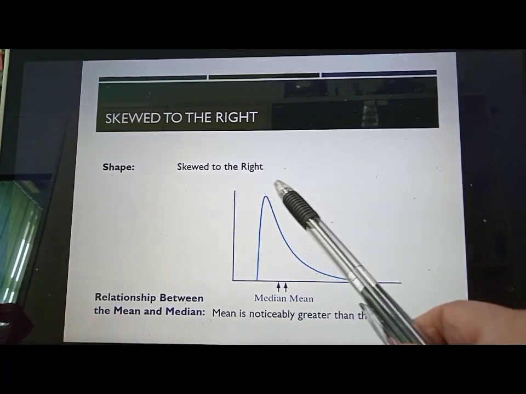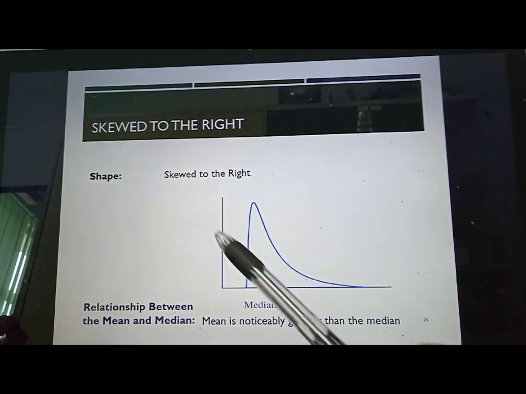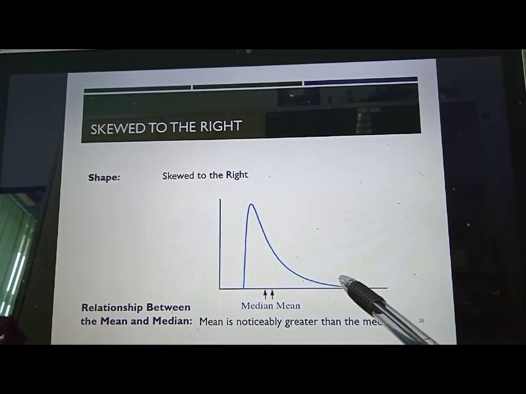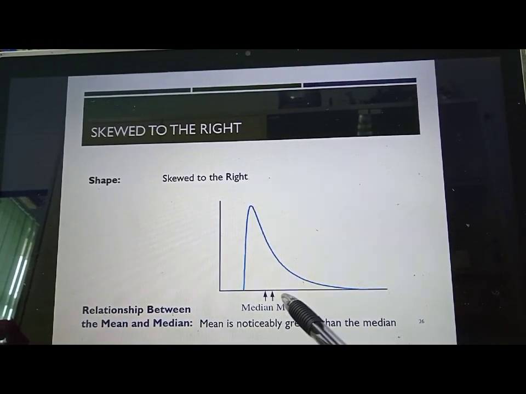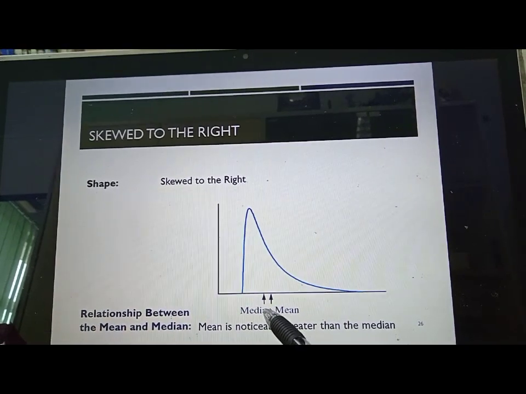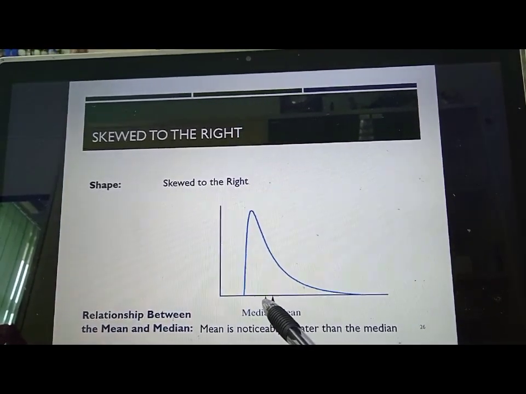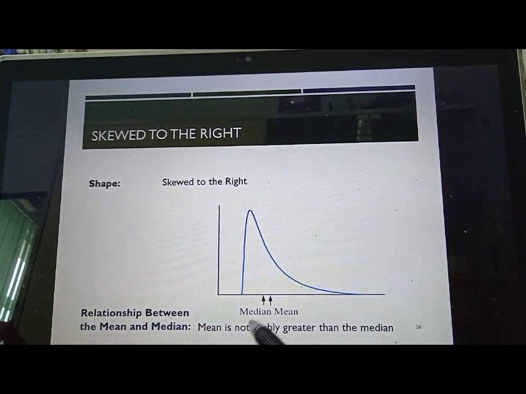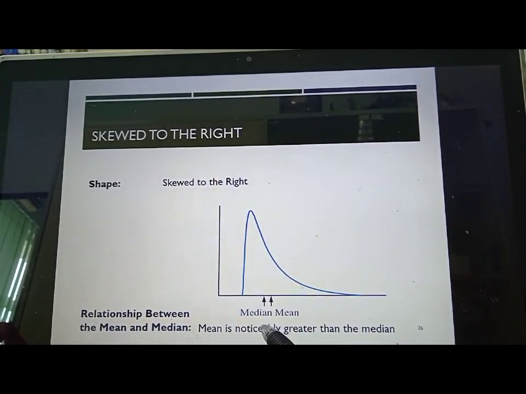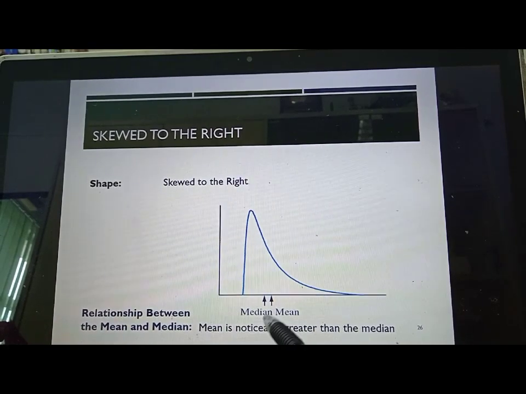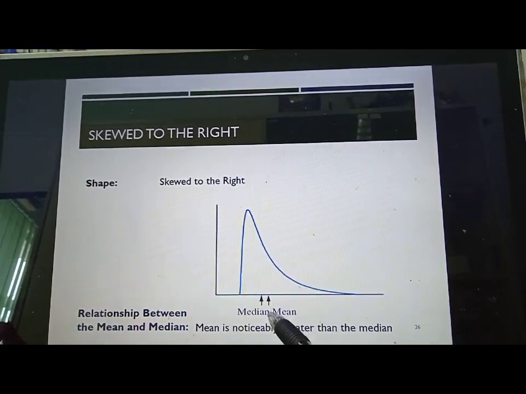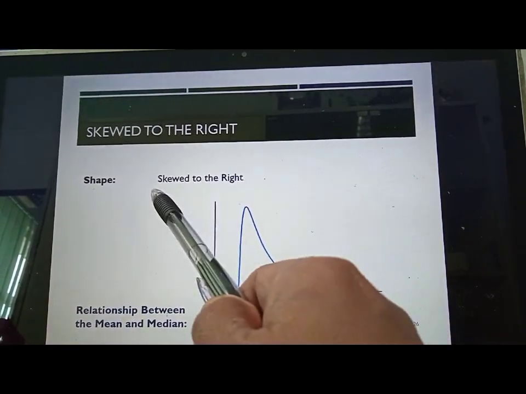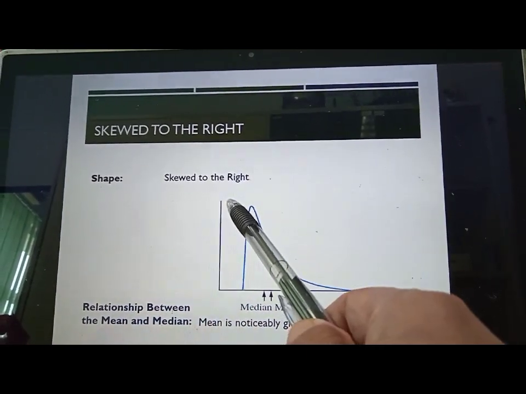Okay, as given by this graph, where we have the shape, it is skewed to the right. Skewed to the right, it means that median and mean will be at about the center. So therefore, we can see that mean is normally greater than the median. Okay, this is a common situation for distribution shape skewed to the right.